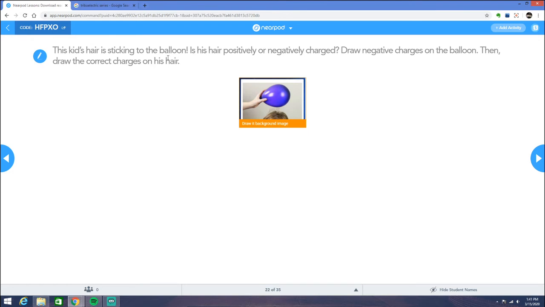So we want you to draw the negative charges on the balloon and then draw the correct charges on the hair. So what kind of charge would the balloon be? And then what kind of charge would your hair be? Just like in the wool shirt and balloon PhET lab, look at that and you should be able to draw the charges that you should get.